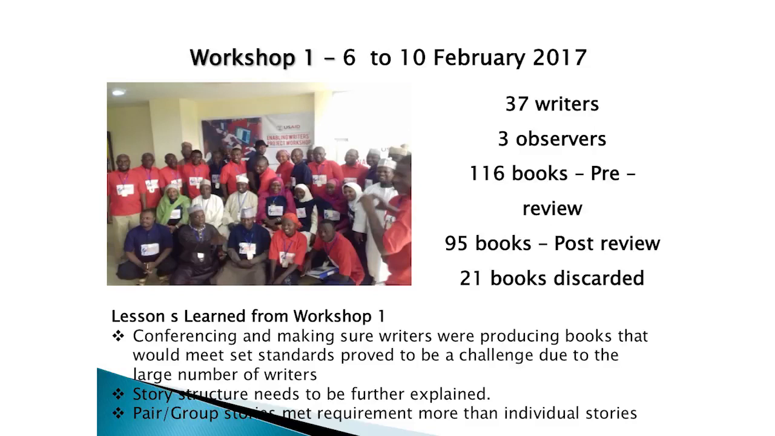But out of those books, pre-review we had 116. Post-review we ended up with 95 books, because we had to discard 21 books. And I think the reason behind that was the fact that in this writing workshop, we did many things, because that was the workshop that we used to lay the foundation in terms of what is early grade reading. We had to acquaint the writers with early grade reading, what are leveled books, what are decodable books, and then they had to learn how to use Bloom. So there were a lot of things happening in that workshop.